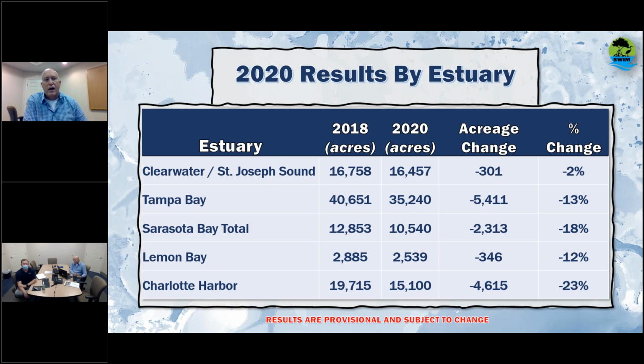For the sake of time, we're going to lump Clearwater and St. Joe Sound together with Tampa Bay. So we'll go through Clearwater, then we'll go through Tampa Bay, and then we'll stop for questions specific to those two systems. The general trend, of course, is that it looks like we're increasing in the negative change as we go further south, -2% at Clearwater, St. Joseph Sound, down to 23% in Charlotte Harbor.